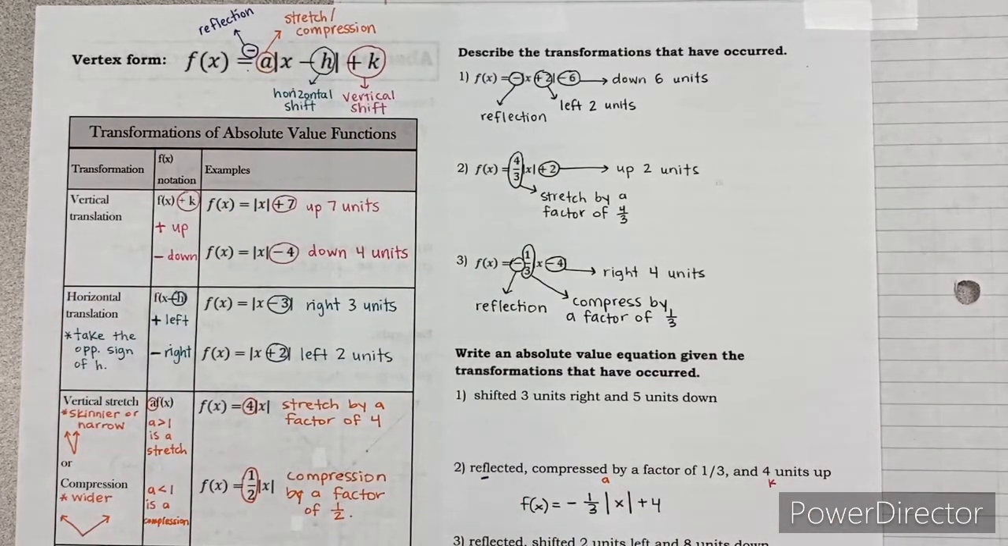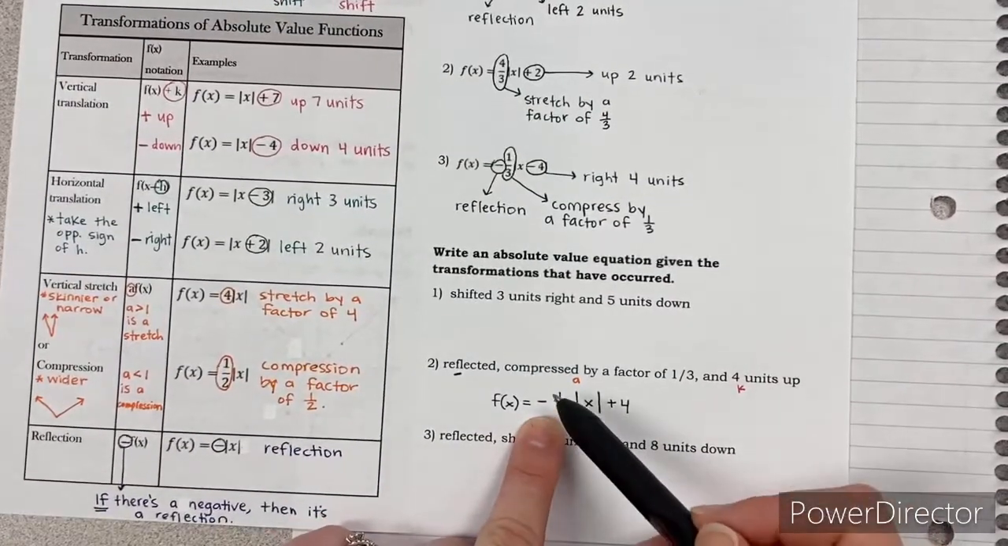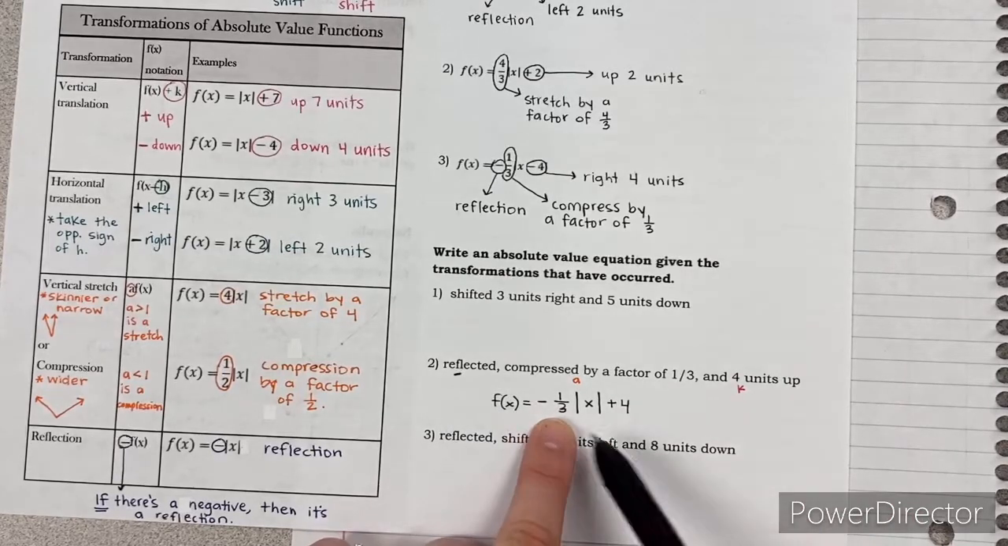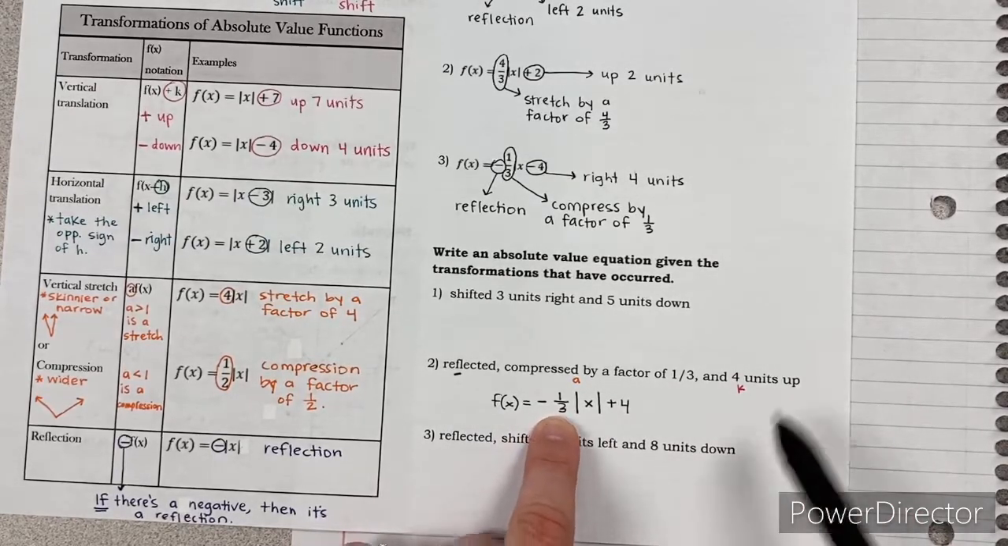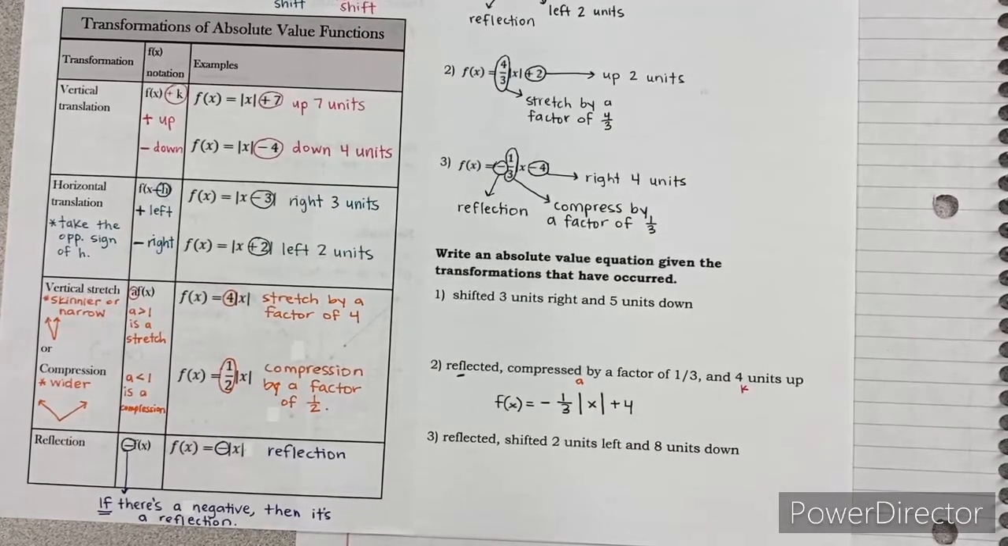And there we go. So if you want to, you could double check and take your equation and kind of run through. So like this one is a reflection. That would be compressed by a factor of 1/3, and that would tell me 4 units up. You can kind of double check just to make sure that you actually created the correct equation.